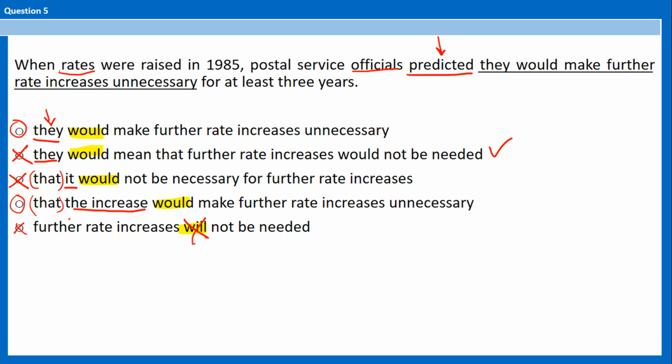Number 4 says, predicted that the increase would make further rate increases unnecessary. And the answer is number 4, because using they so close to officials could be interpreted as the officials would make the increases unnecessary, when it should be the rates that increased, or the increase in the rates. The increase in the rates would make the other increases unnecessary, not the officials. So we eliminate the first one. Also, we prefer that after predicted, okay?